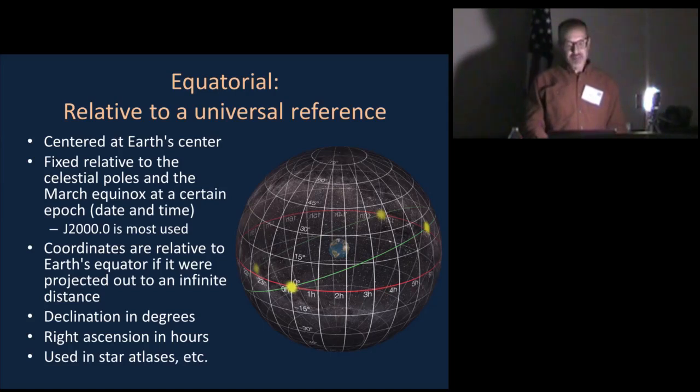When we look at math, the alt-az was all in degrees. Typically we use the declination in degrees here, but the right ascension, we translate that 360 degrees to hours instead, to 24 hours. But it's pretty straightforward calculation there too. So this is what you'll see in star atlases and elsewhere.